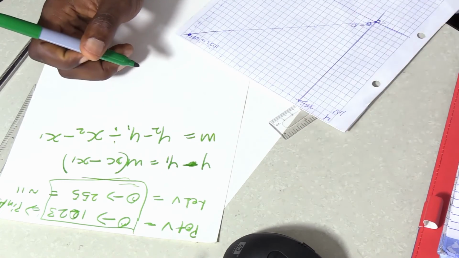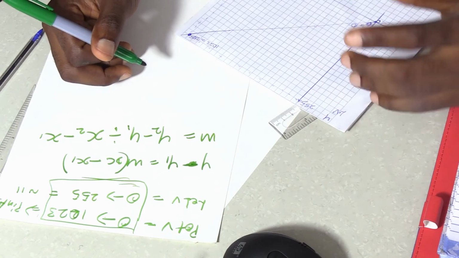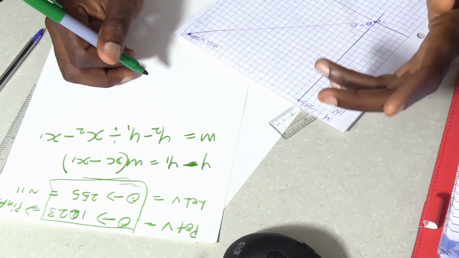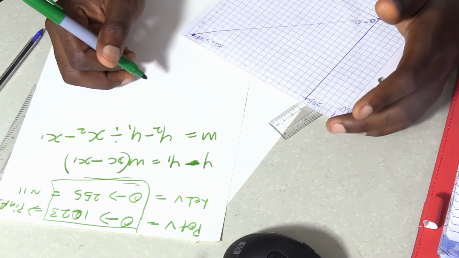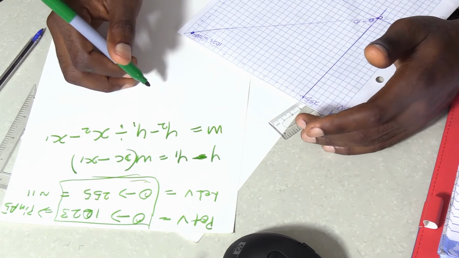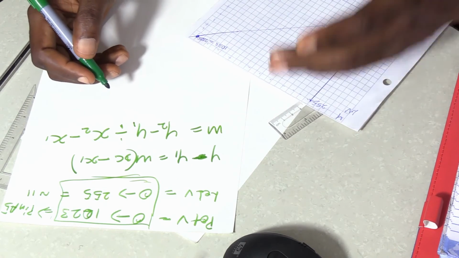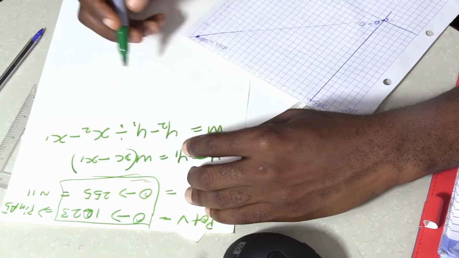We are not using x and y. We are using LED value and port value. Our y stands for the LED value, and our x stands for the port value. So wherever we see the y, we put the LED value, and wherever we see the x, we put the port value. So let's start with the slope of the line.